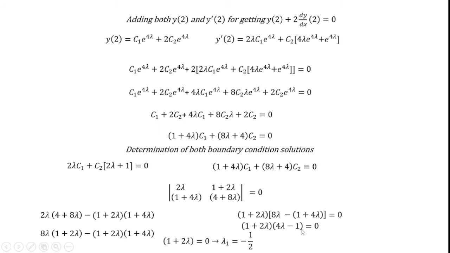Another one is 4 lambda minus 1 is equal to 0. So that 1 plus 2 lambda is equal to 0. From this I can get lambda 1 is equal to minus 1 by 2, because 1 plus 2 lambda is equal to 0, so that 2 lambda is equal to minus 1. After that, lambda 1 is equal to minus 1 divided by 2. Likewise, the second term, which is 4 lambda minus 1 is equal to 0. Here if I equate the condition, I can get lambda 2 is equal to 1 by 4. Likewise we can get the eigenvalues from the available equation.